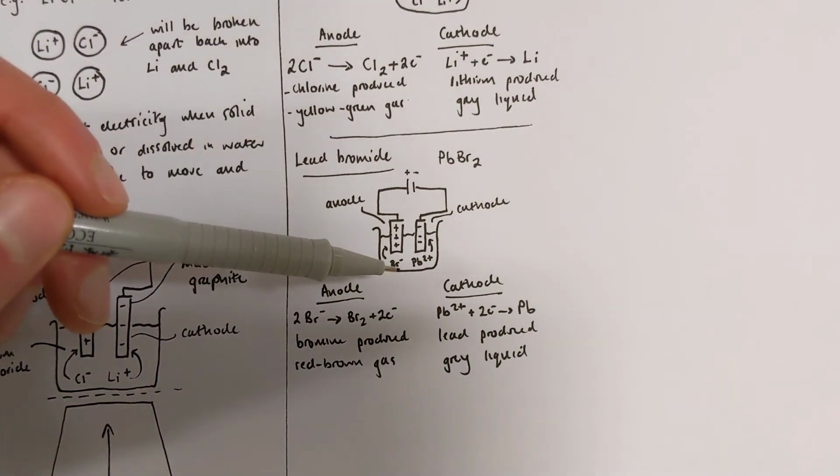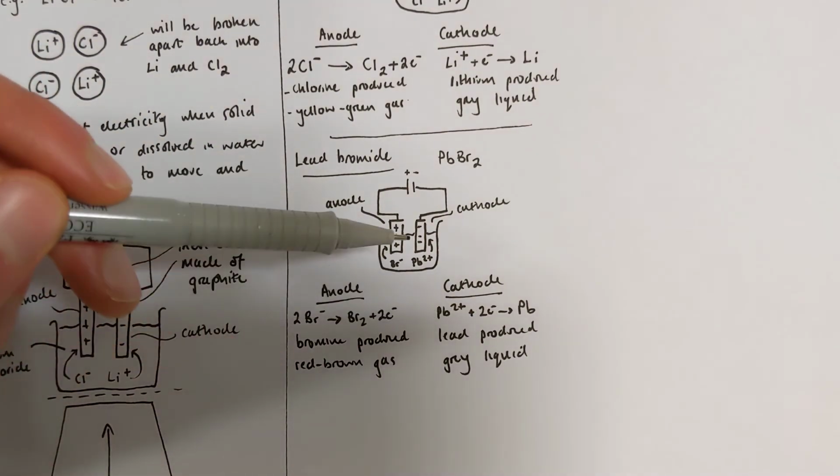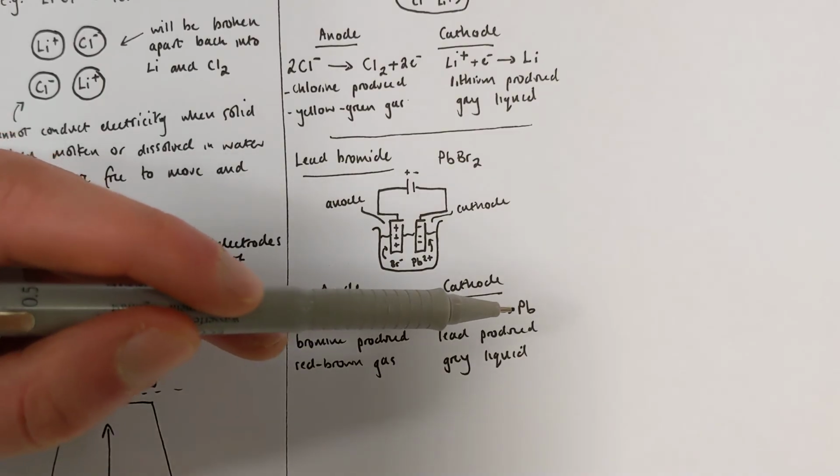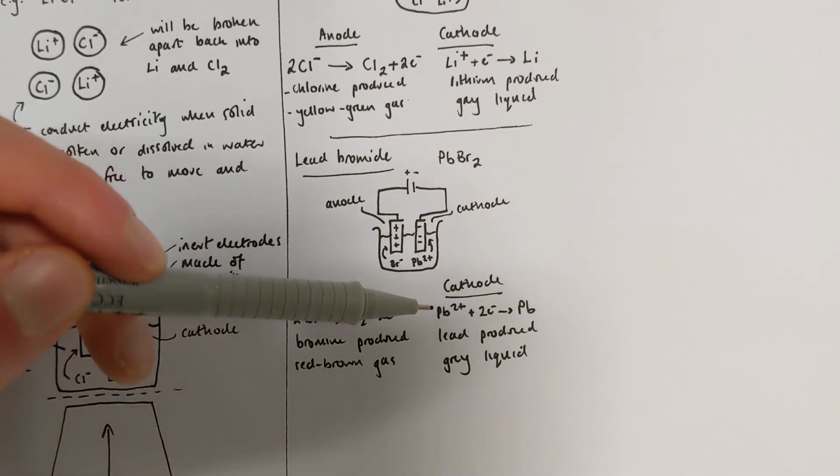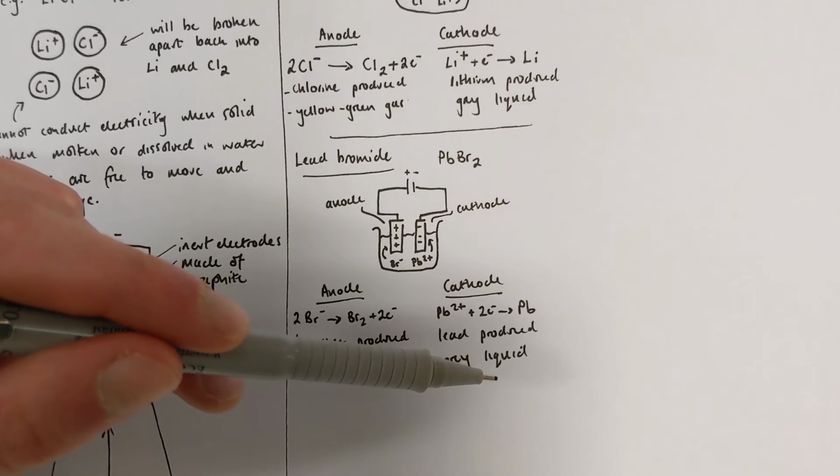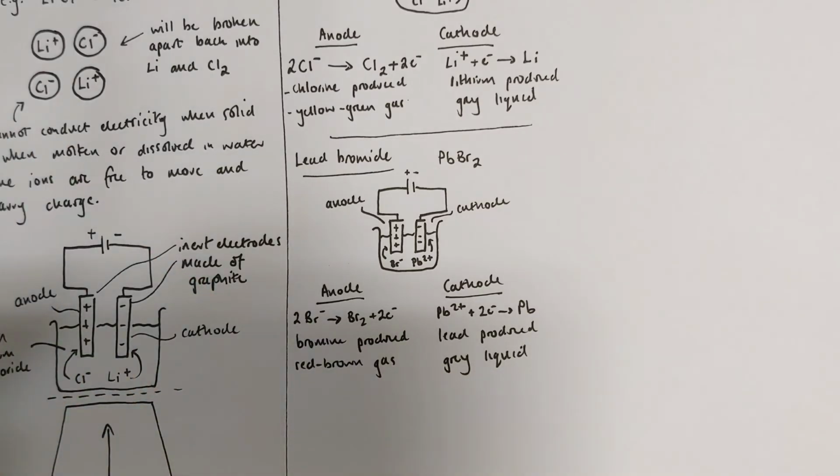At the cathode, the Pb2+ ion is going to gain 2 electrons from the negative cathode to turn it back into neutral lead, which is a metal. So therefore lead's produced. Again, it's going to be quite hot, it's going to be melted, it's going to be a grey liquid formed.